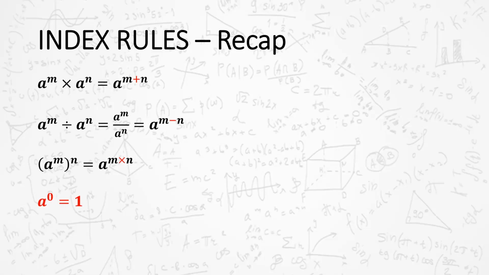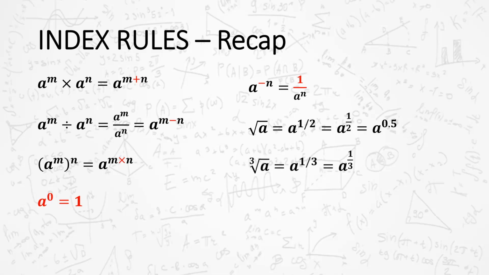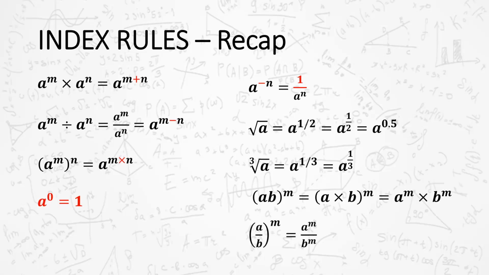Next, we have negative indices. A to the power negative n equals 1 over a to the power n. Then you have the fractions: square root of a equals a to the power half, or a to the power 0.5. Cube root of a equals a to the power third. ab to the power m equals a to the power m times b to the power m. Lastly, a over b to the power m equals a to the power m over b to the power m. Let's look at some examples.